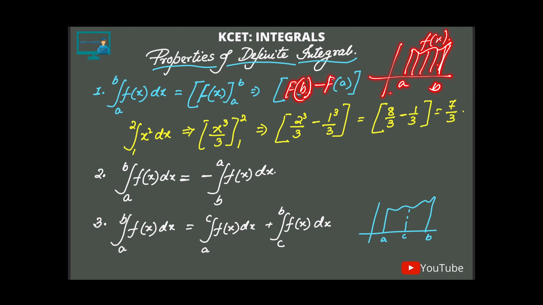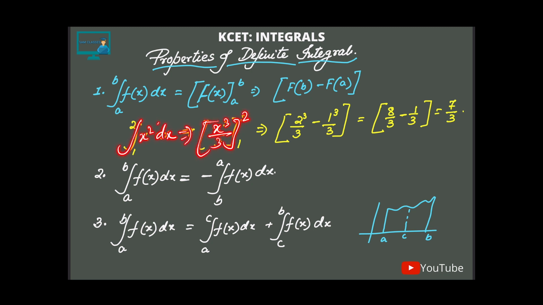Let's see one question, integration of x square dx. So what is integration of x square? X cube by 3, correct, and we have upper limit 2, lower limit 1. Put the value first, the upper limit, so it will be 2 cube by 3 minus the lower limit 1 cube by 3. So what we will get, 8 by 3 minus 1 by 3, and that is equal to 7 by 3. That is our answer.